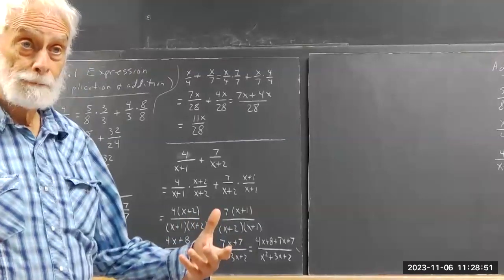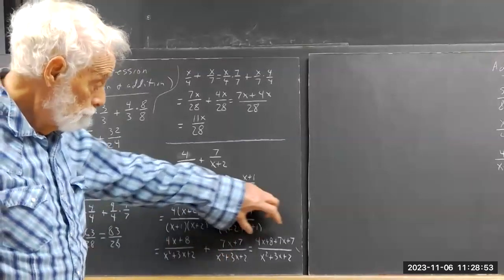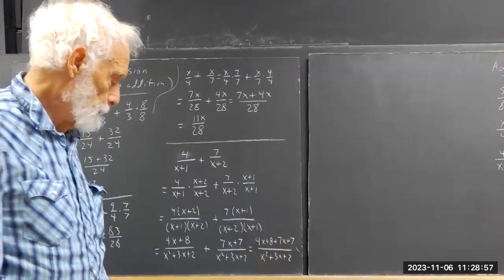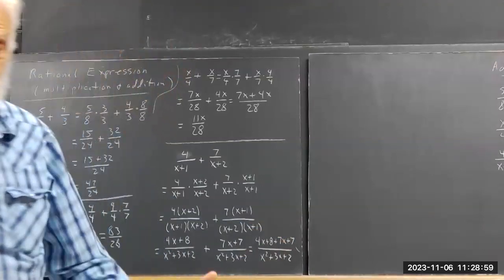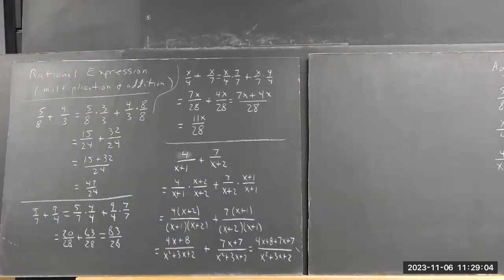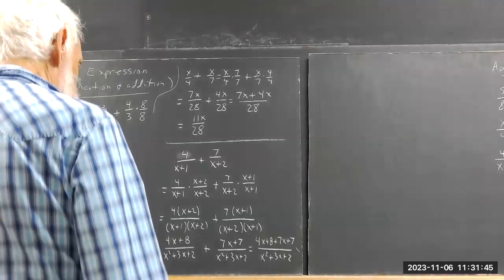That makes sense? Just add the numerators. There you have it. Now, can we simplify the numerator? Go ahead and see if you can write out what the numerator would be after you simplify it. Okay, good. We're well with this.